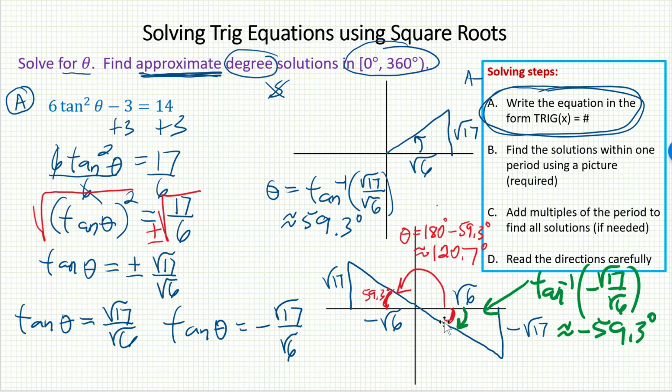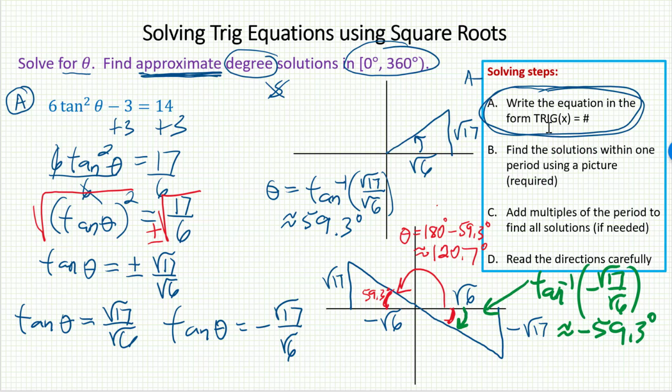Another way that we could have thought of it, look at these two angles. You can tell they're exactly opposite each other, which means they're 180 degrees apart. So I could have just thought, oh, just take negative 59.3 and add 180. And if you do that, you will also get 120.7 degrees.